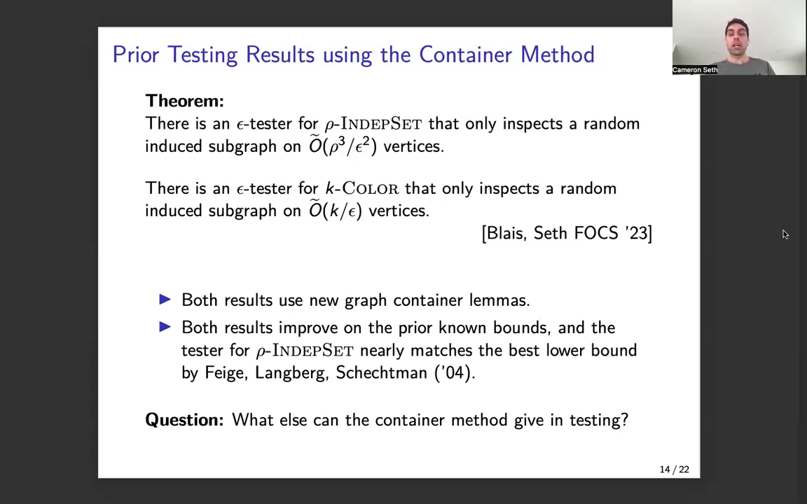But what about testers that don't necessarily do that? So testers that are maybe a little bit smarter about how they query their edges. So in particular, instead of talking about the sample complexity, we can ask about the query complexity, so the number of edge queries made by the tester. So can we use the container method to study these types of testers?